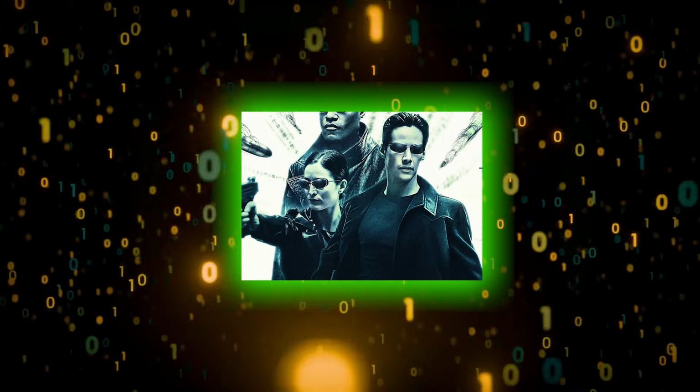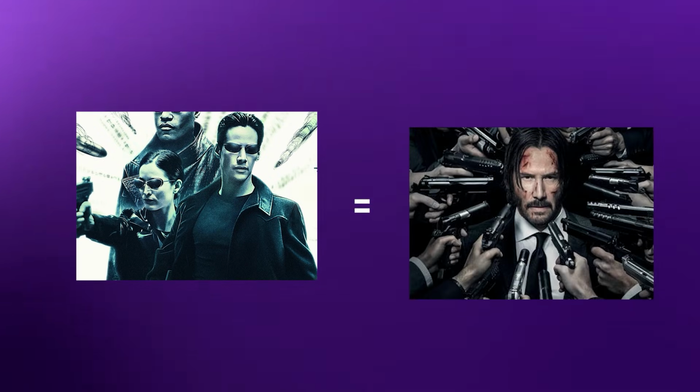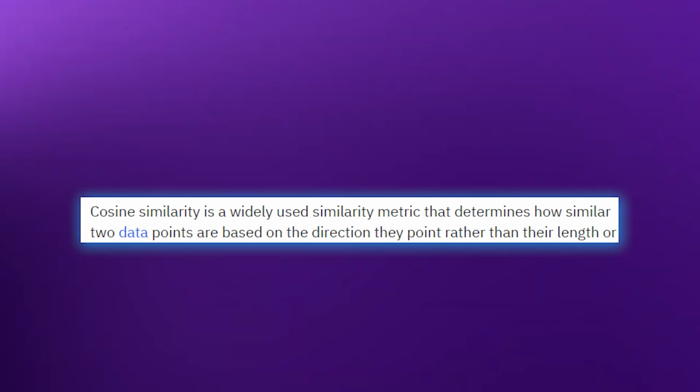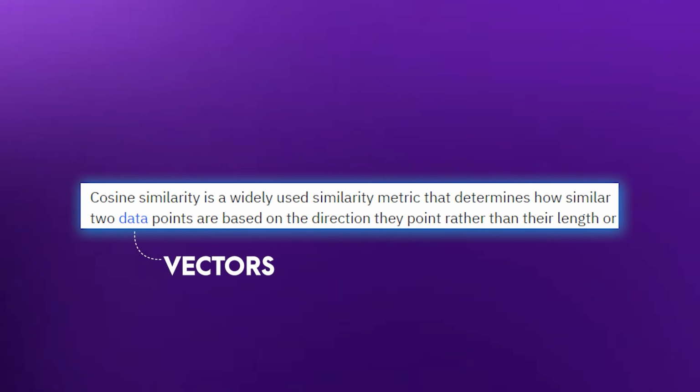Now every movie lives in a numerical space. Once that happens, you can compare the movies mathematically. And that's where cosine similarity comes in. Cosine similarity measures how close two vectors are in direction, not in size. In simple terms, it tells you how similar two movies are based on their content. The movie with the highest similarity score becomes the recommendation, and that's the entire engine.